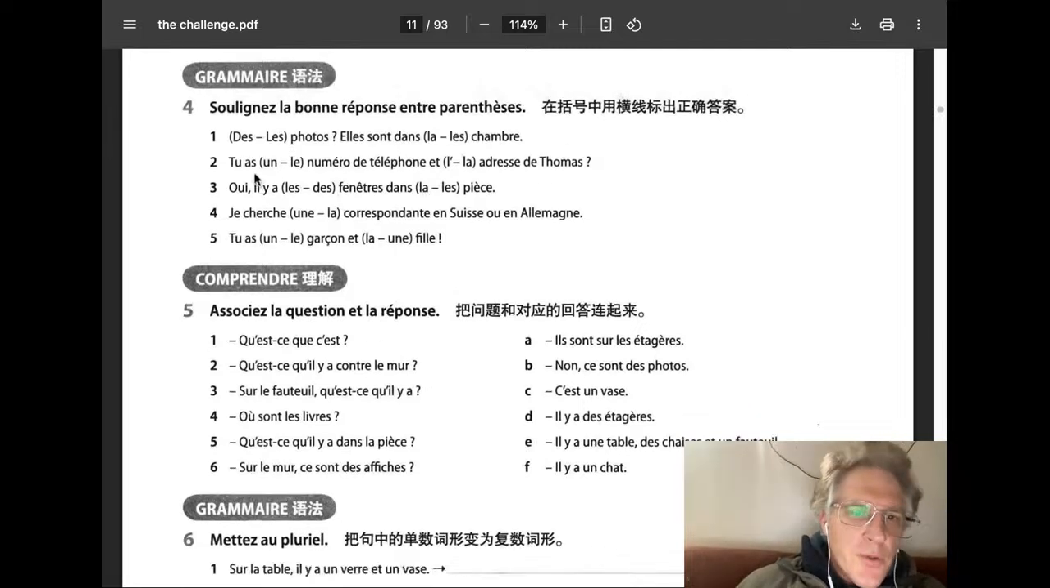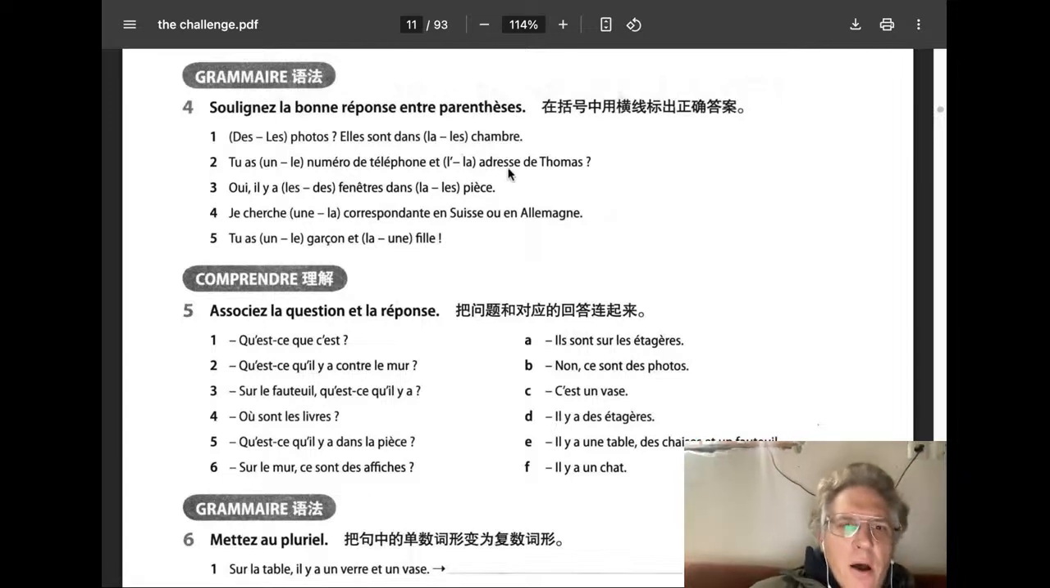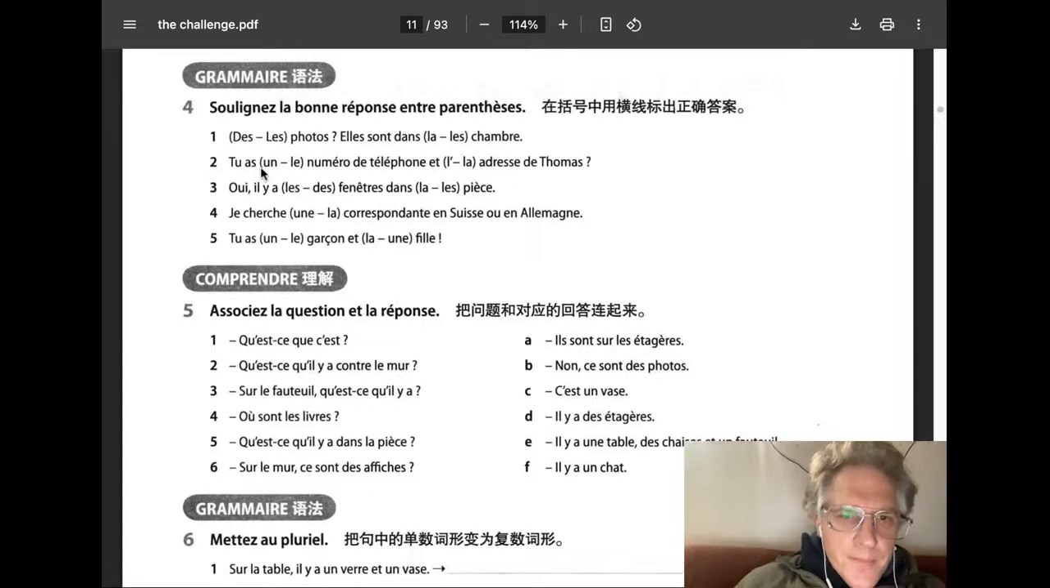Okay, perfect. Tu as un numéro de téléphone? Do you have a? So it's going to be et l'adresse du Thomas. Okay, so it's defined, right? So it says de Thomas. It means that it's defined. So it means tu as le numéro de téléphone et l'adresse du Thomas. In both cases it's the. Le and le, yes. Okay.